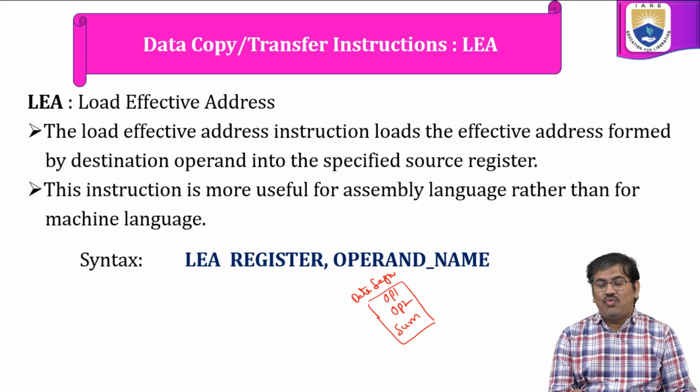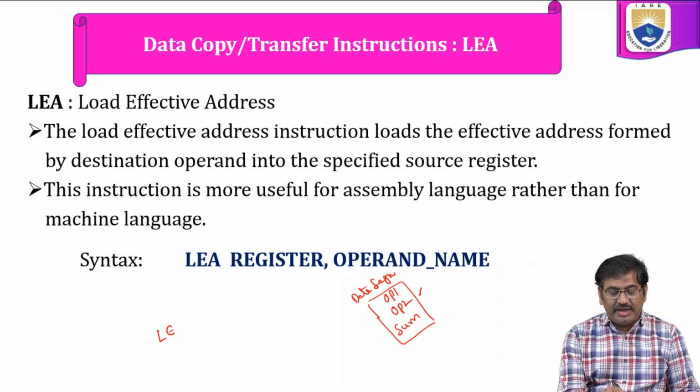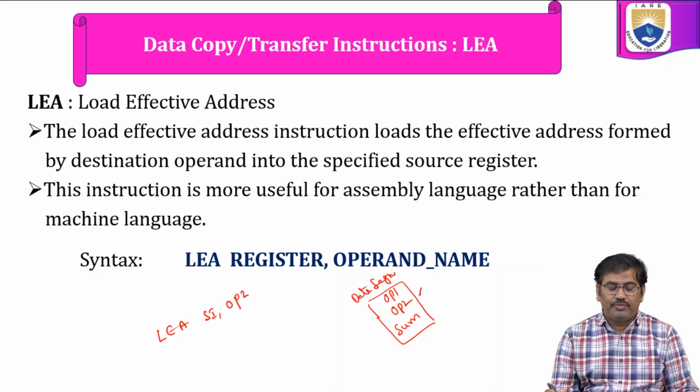Now I want to know what is the address which is assigned for operand 2. So for that we can use the LEA instruction for fetching the address of the operand: LEA SI, operand. This will fetch the address of the operand and it will be loaded into SI.